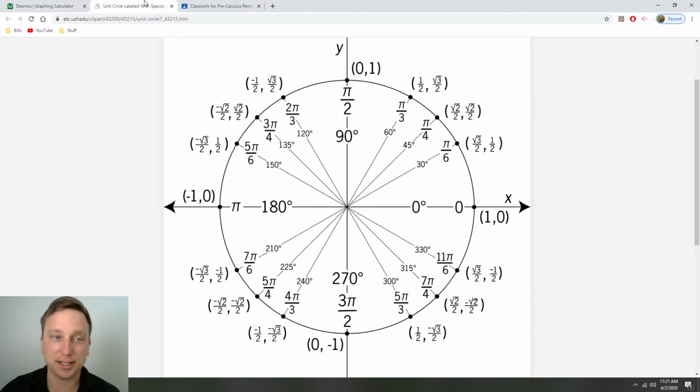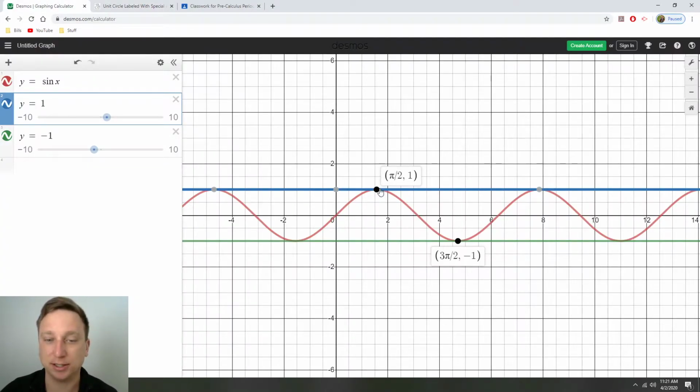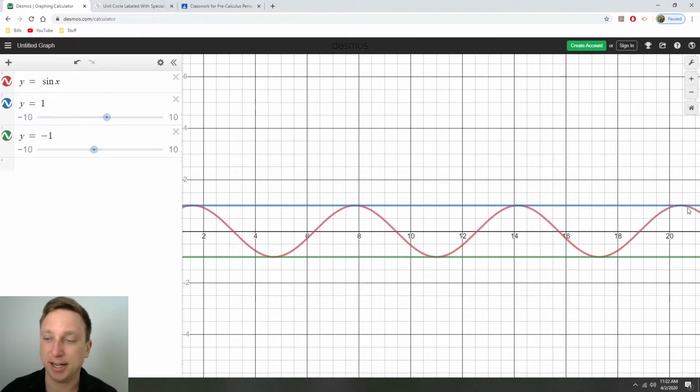And this makes total sense if we go back to the unit circle, because if we look at this circle, well, the highest point on this circle is right here at pi halves, and it's 1 unit above the x-axis. The lowest point is 3 pi halves, and that's 1 unit below the x-axis. So as we make our way around this circle, we're just plotting basically how high it is above the x-axis, and we see that this is the maximum point, because we know it doesn't go above that. We just keep hitting this every time.